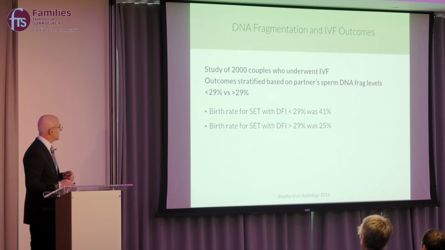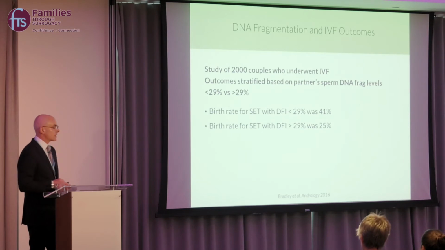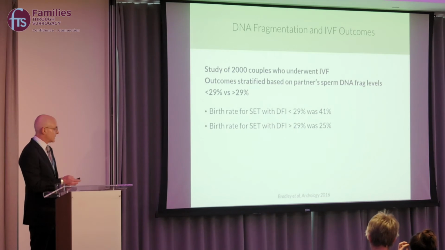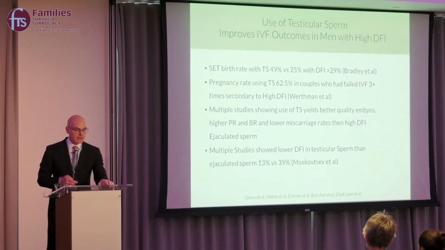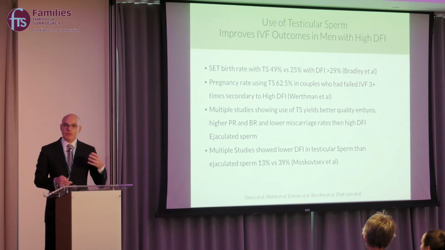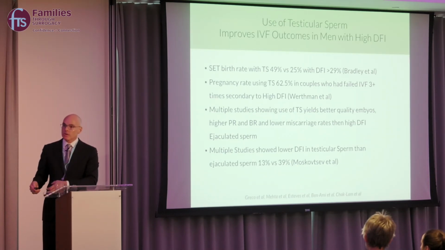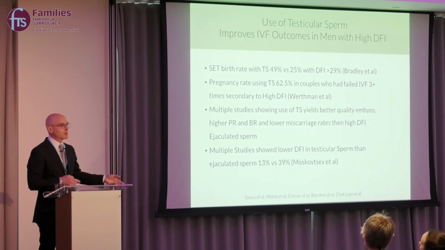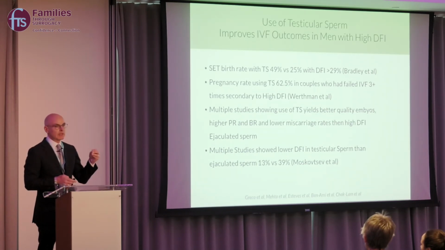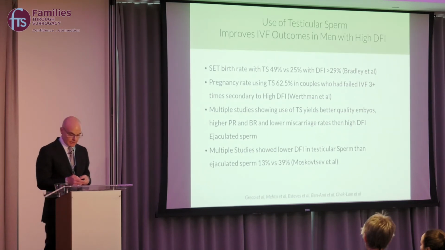And this is a study looking at the IVF outcome in men with DNA fragmentation less than 29%, with a success rate of 41%. In men with greater than 29%, it had decreased to 25%. Now, there is some evidence that in men with high DNA fragmentation in ejaculated sperm, it's actually lower in testicular sperm. So there have been reports, series of patients, where urologists on the day of the egg retrieval have extracted sperm directly from the testicle to do ICSI with testicular sperm, with resulting higher pregnancy rates.